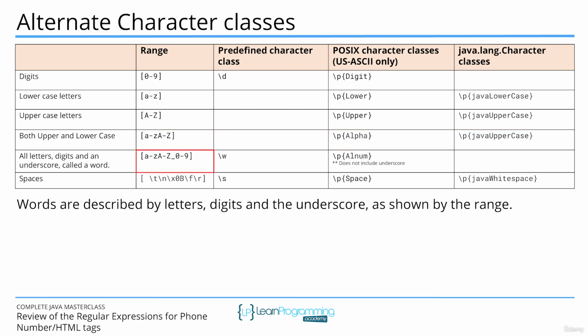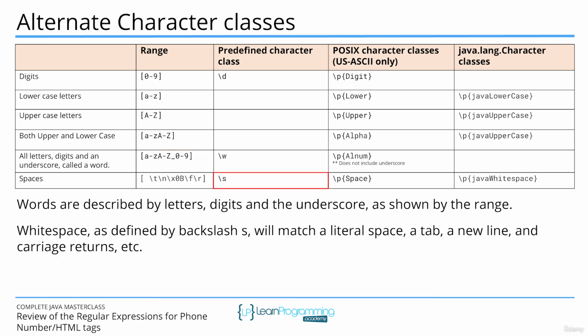Words are described by letters, digits, and the underscore as shown by the range. Whitespace, as defined by \s, will match a literal space, a tab, a new line, and carriage returns, etc. Again, the Java whitespace will match more Unicode characters.